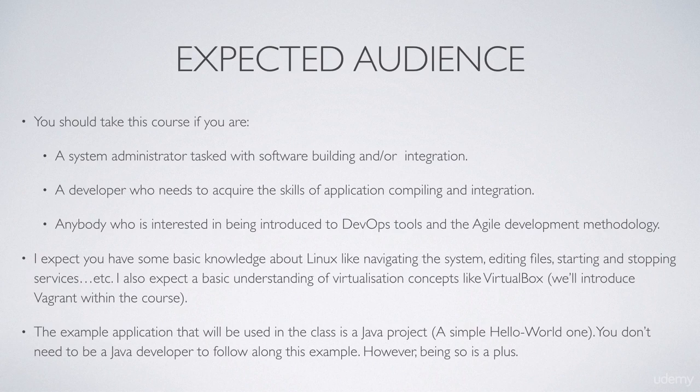Having said that, I expect that you have some basic knowledge about Linux, like navigating the system, editing files, starting and stopping services, and so on, because we are going to use Ubuntu as our example system in this class. I also expect a basic understanding of virtualization technologies or concepts, like VirtualBox and VMware. You should have used a virtual machine before, just to understand how it works and the concept behind virtualization. And we are going to use Vagrant as a virtualization method in this class. We're going to briefly introduce Vagrant and briefly talk about how it works in the class.